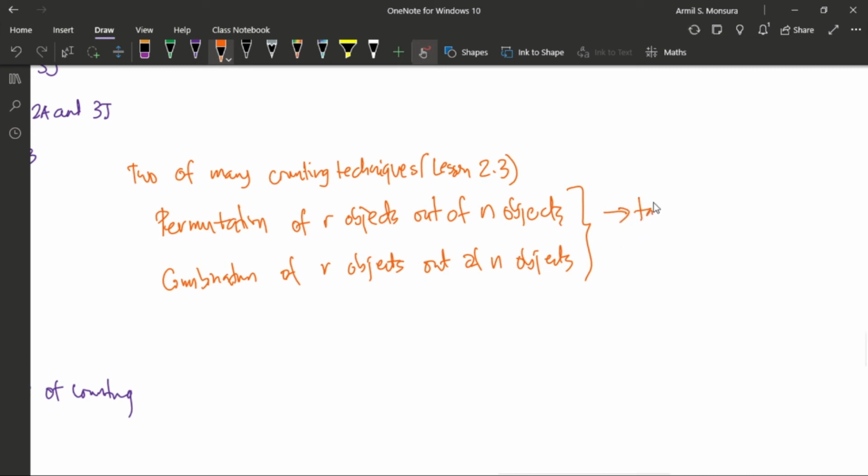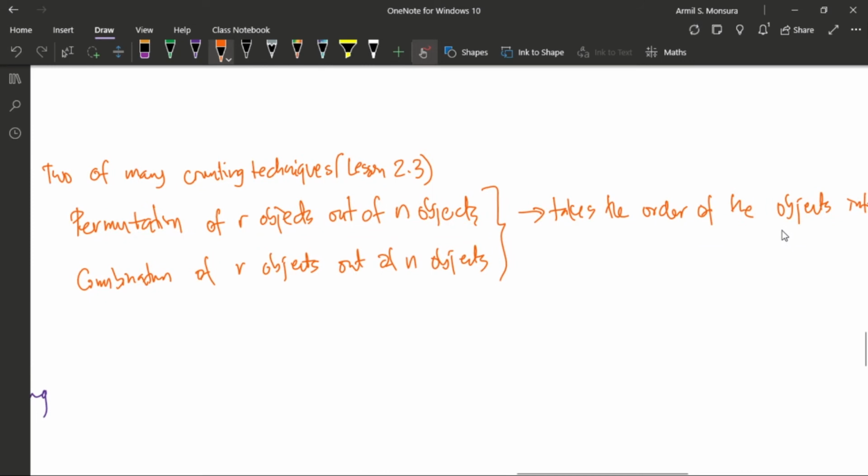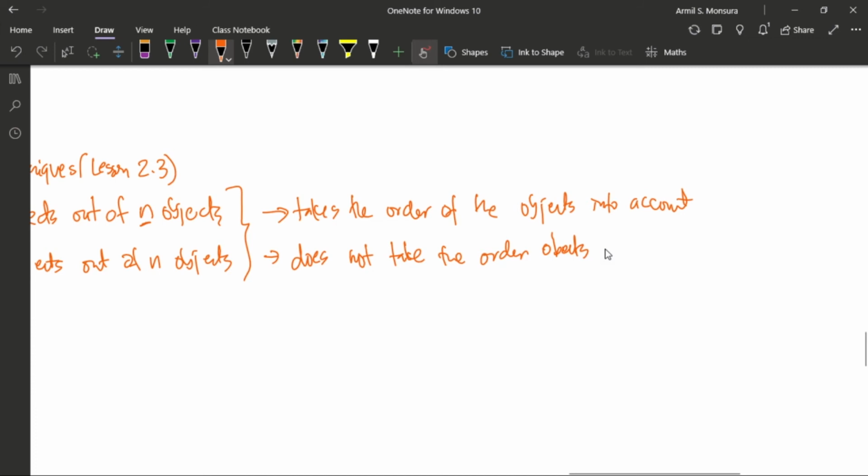Ang permutation takes the order of the objects into account. Ibig sabihin, pag permutation ang gagamitin mo, merong specific order yung pagpili mo. Yung pagpili mo ng R objects out of N, merong specific na order kang gagawin. Okay? So, yun yung permutation. Okay? Ang combination, walang regard. Okay? So, it does not take the order, okay, of the objects into account.